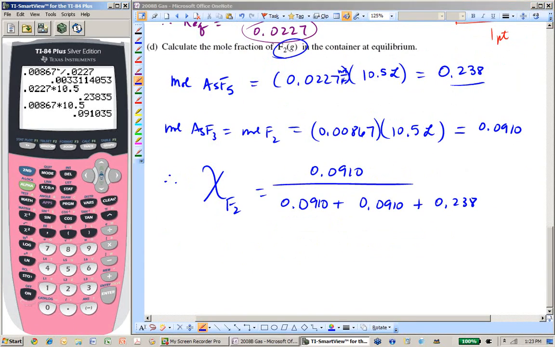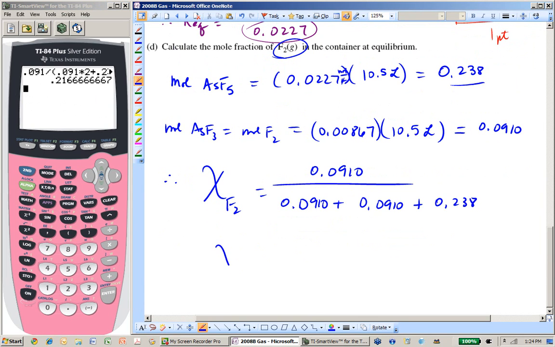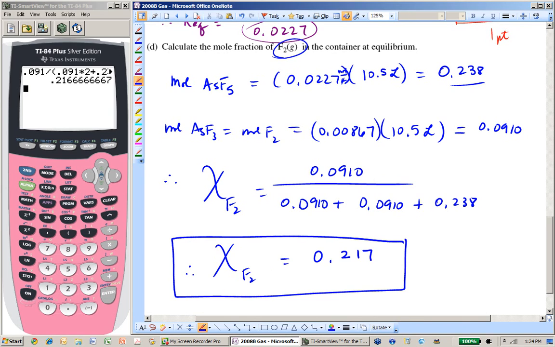Okay, so let's see what that comes out to be. I'll clear this mess out. 0.091 divided by parentheses 0.091 twice plus 0.238 equals. Therefore, the mole fraction of F2 is equal to 0.217. Okay, arithmetic error or not, that's the answer I got the first time, so I think I'm correct.